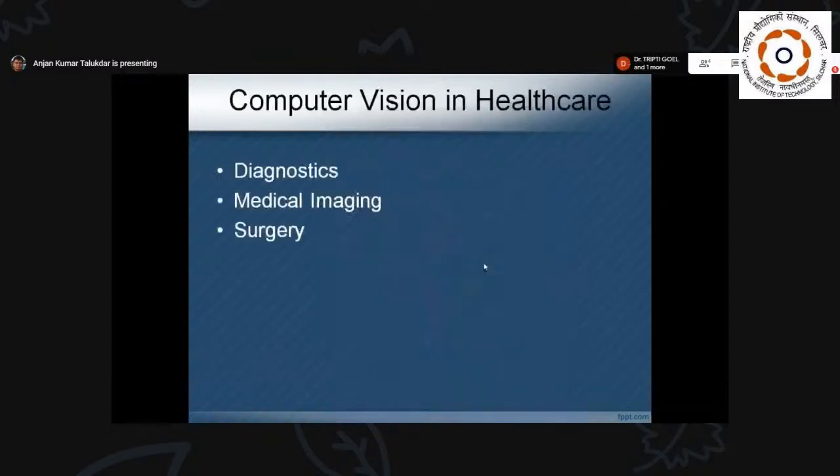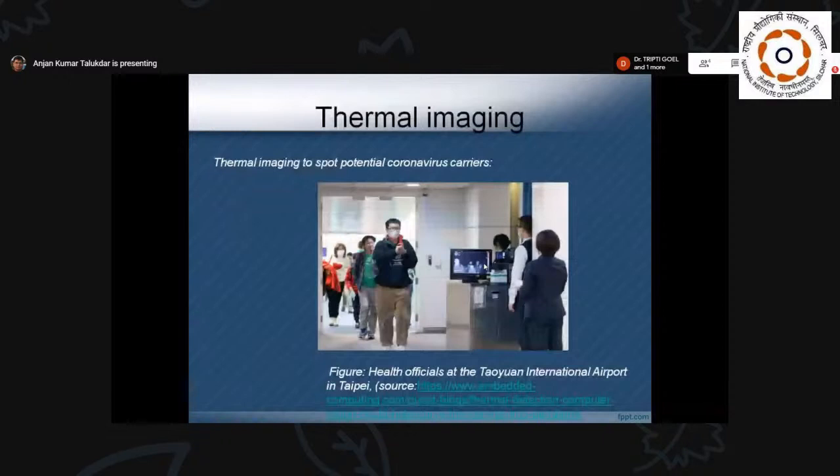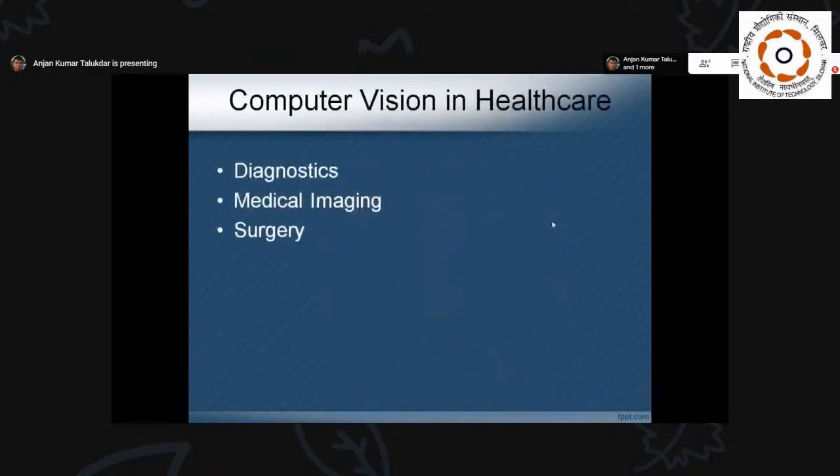Now these are some applications in general, and now I am going to discuss some applications related to biomedical applications, because I believe that many people have joined this workshop to know about machine learning applications in biomedical and health sciences. So I will be discussing briefly how computer vision is playing important roles in healthcare.